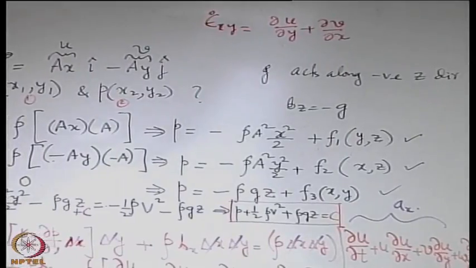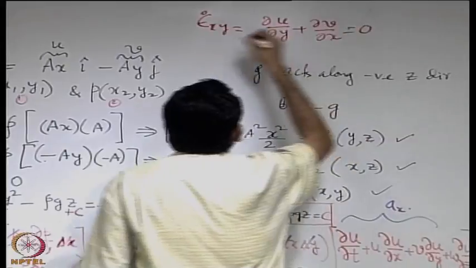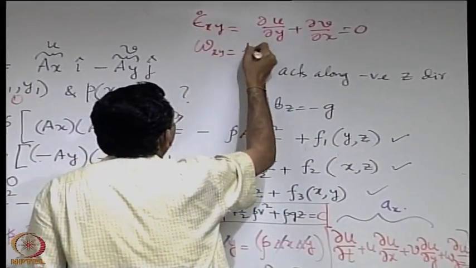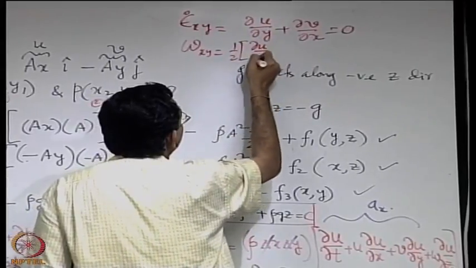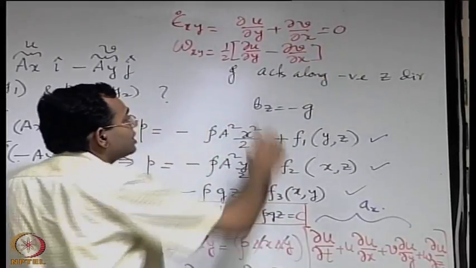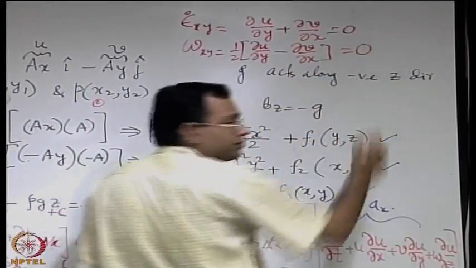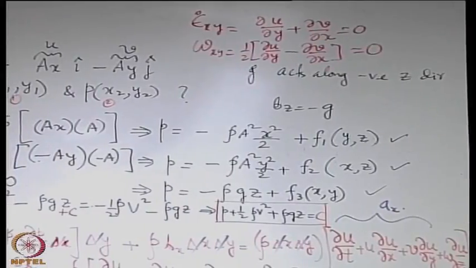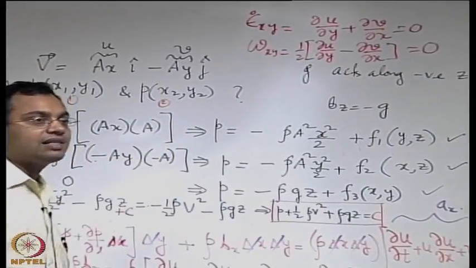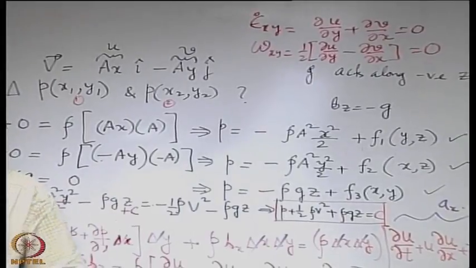So in this case what is the value of this? Identically equal to 0. Angular velocity in the xy plane is half of this one, because each of these terms are 0, you have this also identically equal to 0. So what does it show? It shows that if there is a fluid element located in this flow field, it does not have any shear deformation, it does not have any rotation.